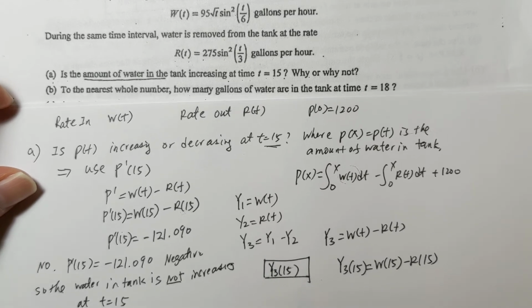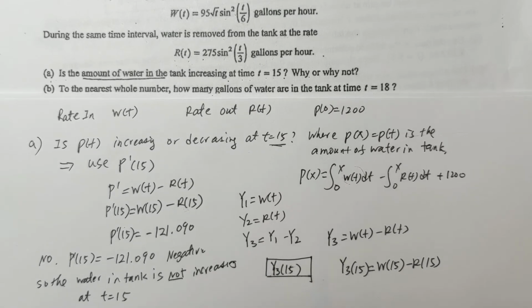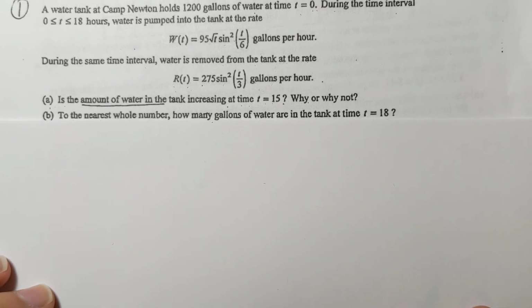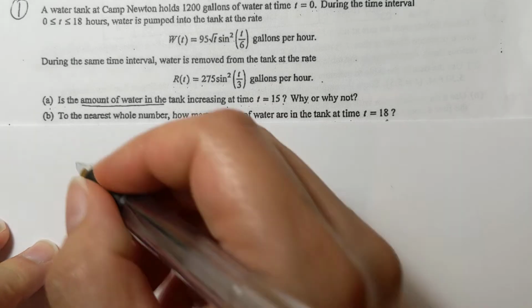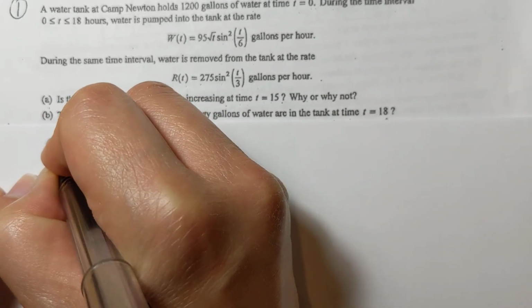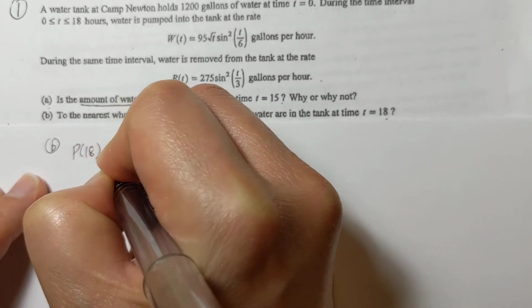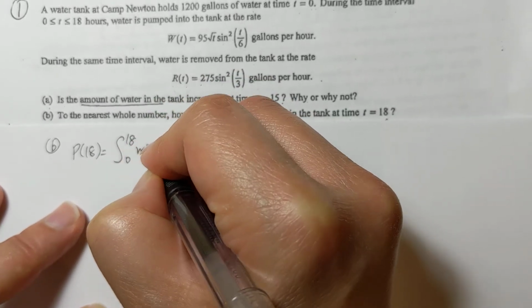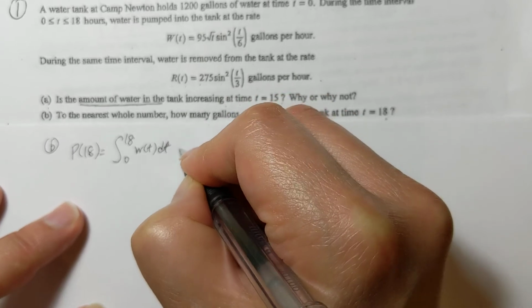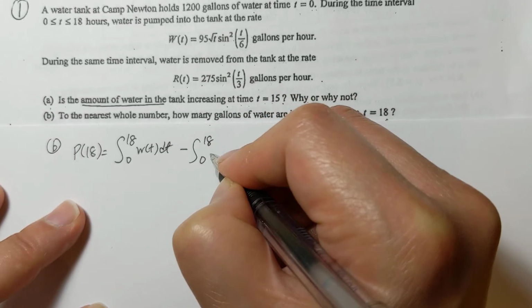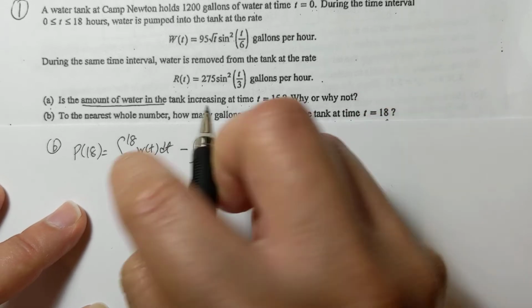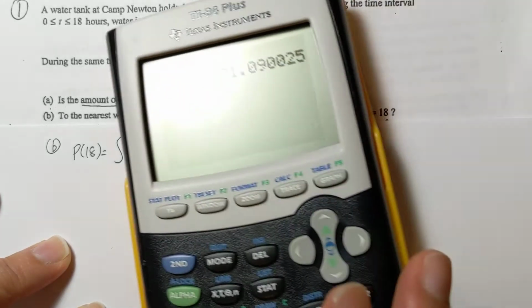Part B: to the nearest whole number, how many gallons of water are in the tank at t equal to 18? This one is going to look like what we did yesterday. We're going to find P of 18: the integral of the rate in from 0 to 18, W(t) dt, minus the integral from 0 to 18 of the rate out dt, plus 1,200.